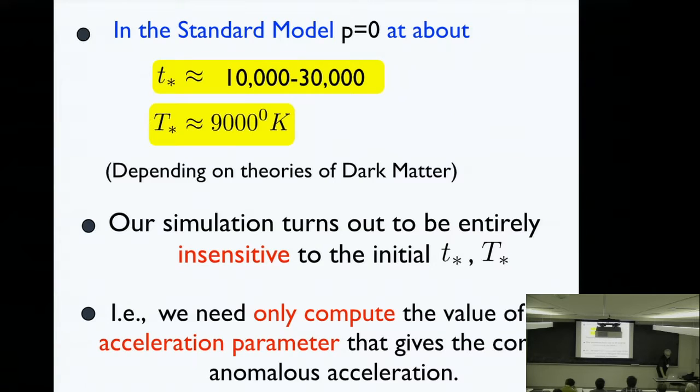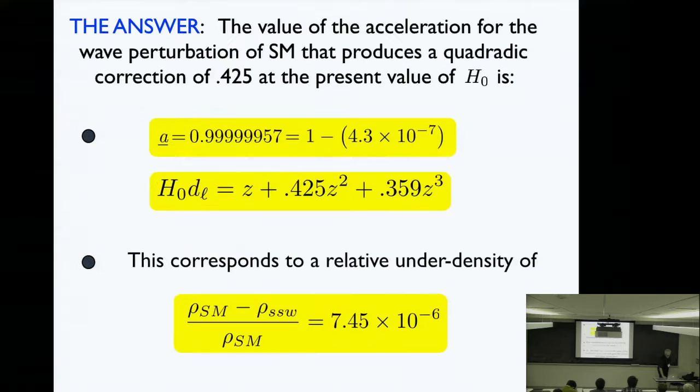So when we do that, the simulation shows there's no dependence on the initial time in that range. So we need only compute the value of the acceleration parameter, the perturbation, that gives the correct anomalous acceleration. And we do that numerically. A equals 1 is the standard model. And in the 7th place, it diverges to 10 to the negative 6 or 7. That's what gives you the 0.425 near the rest point along the average.